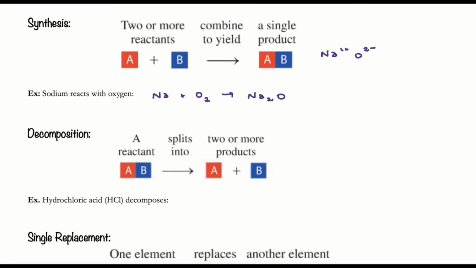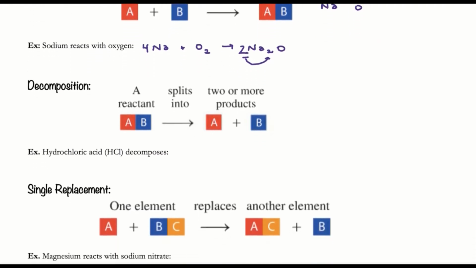I'm going to really quickly balance. I've got 2 oxygens on my reactant side, 1 on my product side, so I know this has to be a 2 in front. Then 2 times 2 gives me 4, so I need a 4 in front of sodium. So that is a synthesis reaction. Take 2 separate components, combine them together, and you've got your one product.